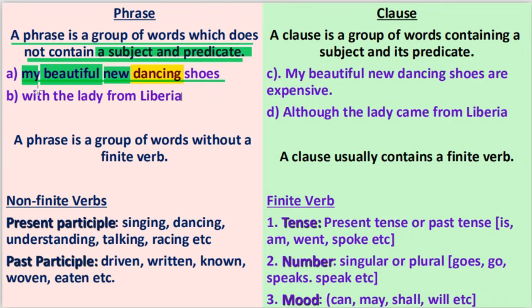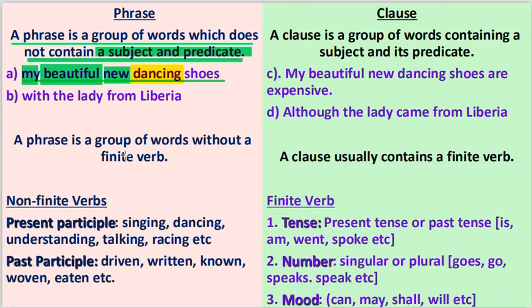To example B: with the lady from Liberia. With is a preposition. The is an article. Lady is a noun. From is a preposition. Liberia is a noun. You can see that there is no finite verb. This group of words does not contain any element of a predicate. That's why we say that a phrase does not usually contain a subject and its predicate.